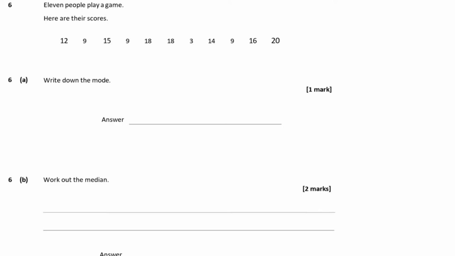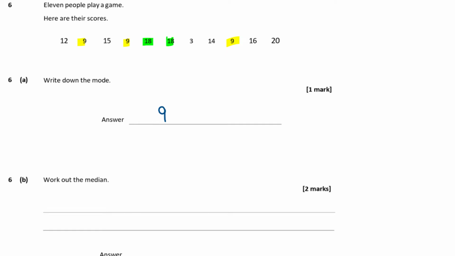So scanning through that list, I can see I've got a number of 9s. I've got multiple 18s. Is there any more that are duplicates? No, the rest are all just single occurrences, aren't they? So I've got 2 18s, but I've got 3 9s. So 9 is going to be the mode. Mode is most. Most frequently occurring is 9.